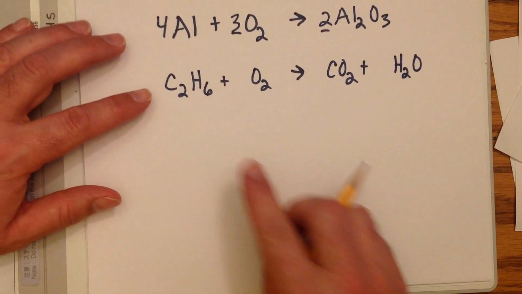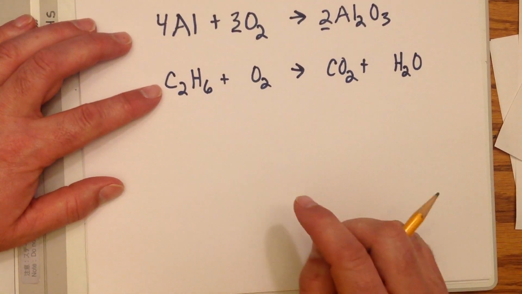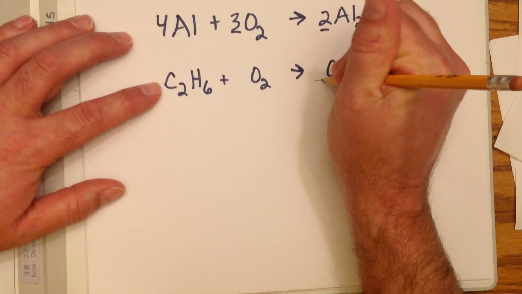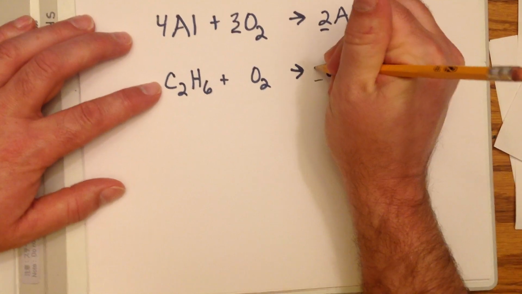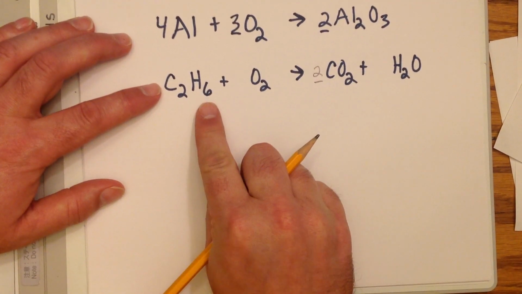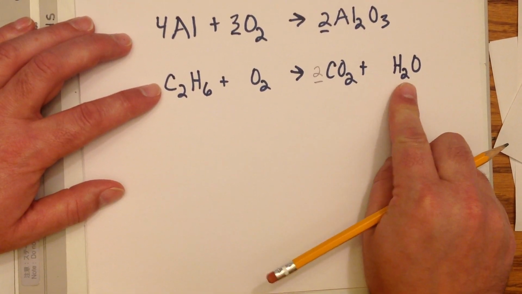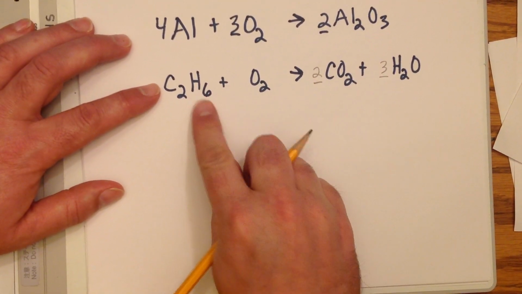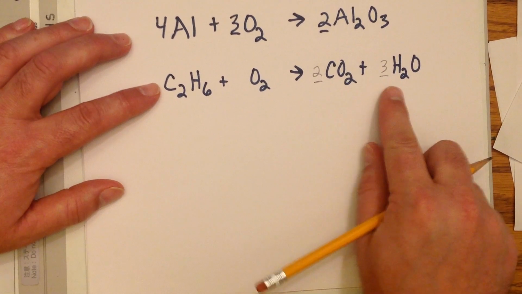So here we go. I'm going to go ahead and first work this one by inspection. I've got 2 C's, I've got 1 C. So I'm going to try a 2 here. I've got 6 H's, I've got 2 H's. Well, what if I put a 3 here? 3 times 2 is 6, and that's 6.